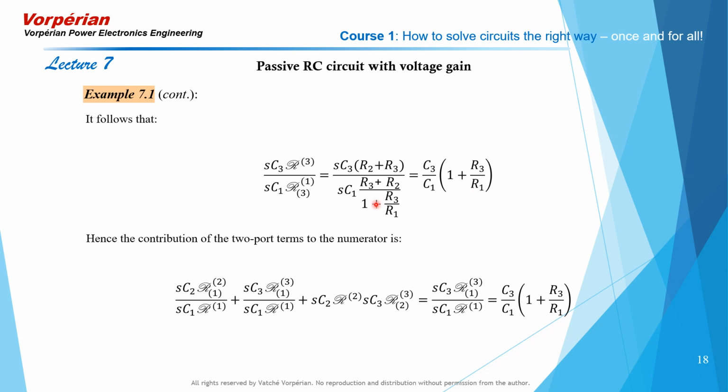So the indeterminacy has been resolved in this form here. And we substitute for script R13 the result that we just obtained. And what we had earlier for R3 was R2 plus R3. These two cancel, and that ratio now turns out to be C3 over C1 into 1 plus R3 over R1. Hence, the contribution of the two-port terms in the numerator is just this one here, which is C3 over C1 into 1 plus R3 over R1.